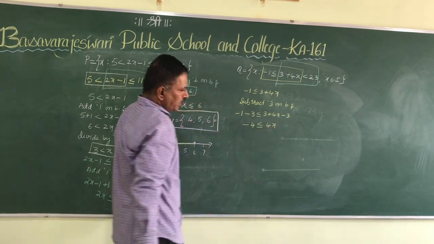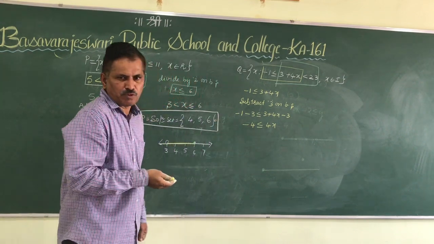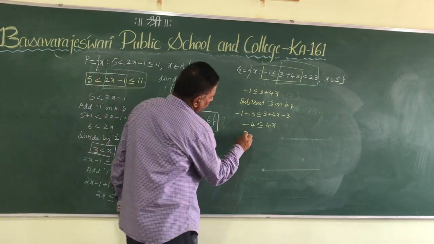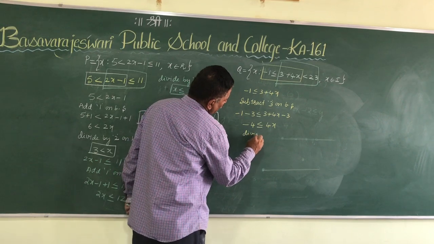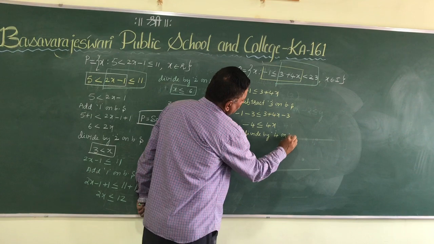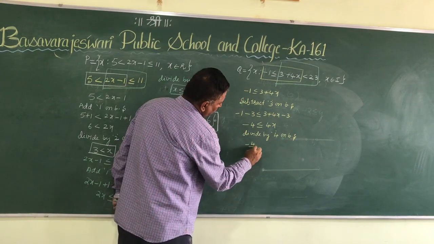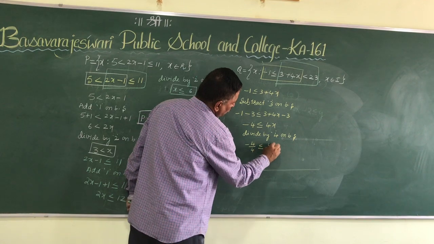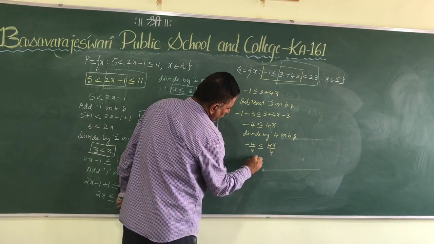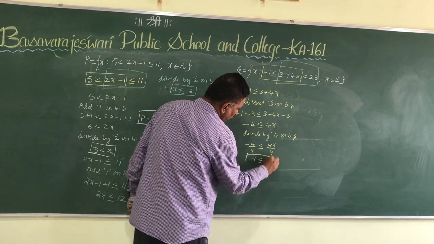I want only x, I don't want 4x. So for that what I should do? Multiply by 1 by 4 or divide by 4. So divide by 4 on both sides. So what I will get? Minus 4 divided by 4 less than or equal to 4x divided by 4. So therefore I will get minus 1 is less than or equal to x. This is the first part.